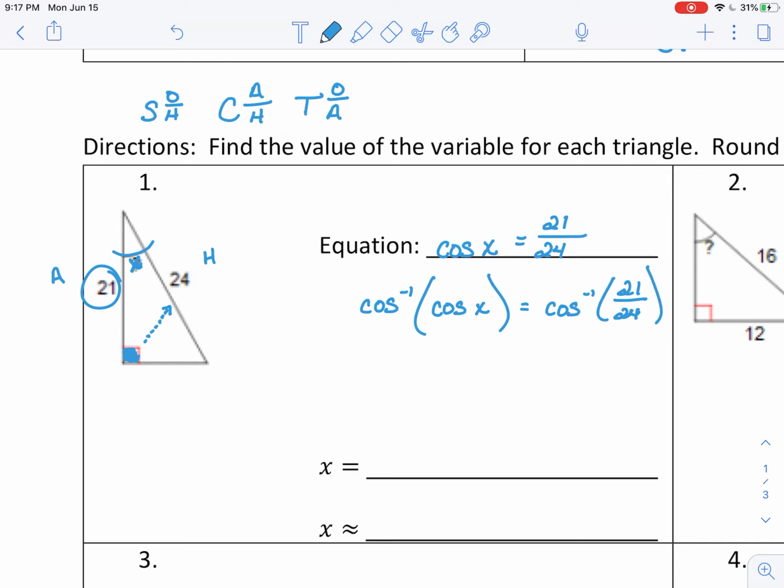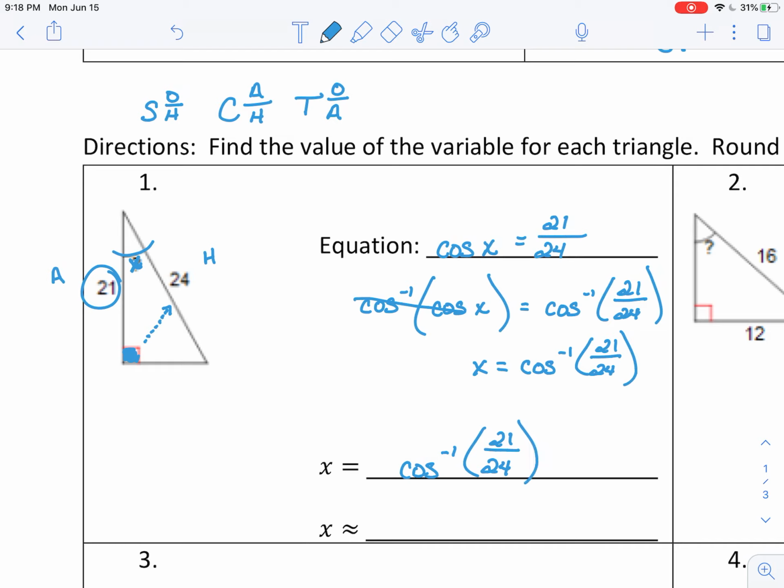And I don't usually write it like this because cosine inverse and regular cosine, just like squaring and square rooting, just like adding and subtracting, they cancel each other out. So this left-hand side drops down to just an x. So x will be found by cosine inverse of 21 over 24. That's what I just wrote in an unnecessary number of times. That's what x is going to be.